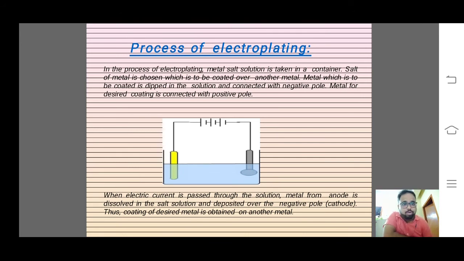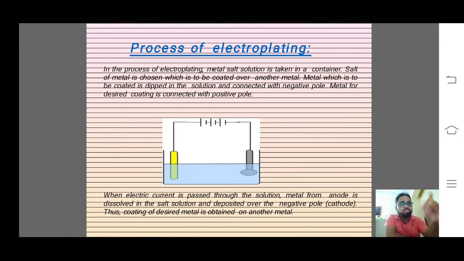In the process of electroplating, the metal salt solution is taken in a container. Metal solution means suppose you want to take a metal of copper, so you take copper sulfate. Suppose the metal you want to take is magnesium, you take magnesium sulfate. Suppose the metal you want to take is zinc, so you take zinc sulfate. So metal solution is taken in a container.